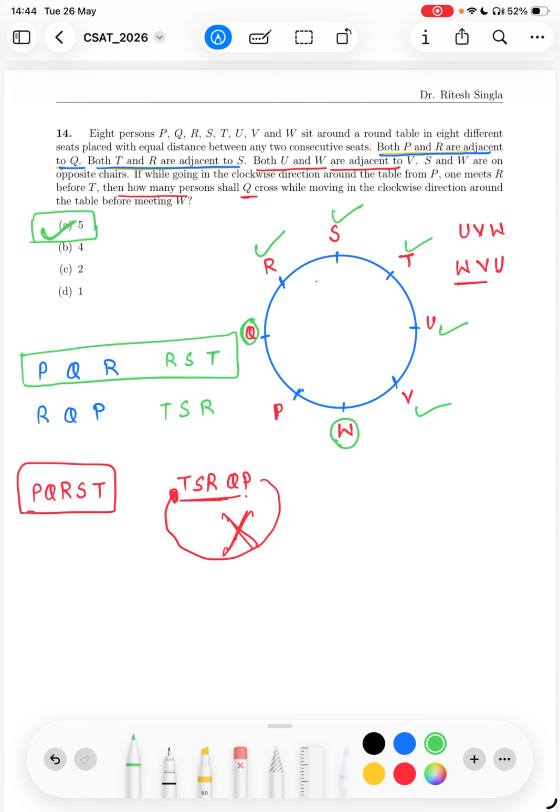In these types of questions, the only way to solve as early as possible is to just write whatever things are given to you in the exam. Just write them. Because if you just try to remember them, you will make mistakes.